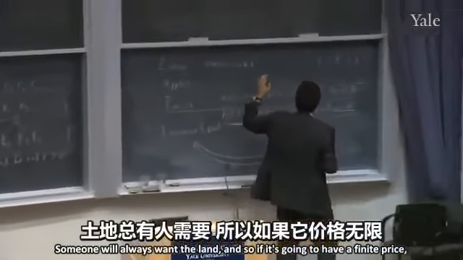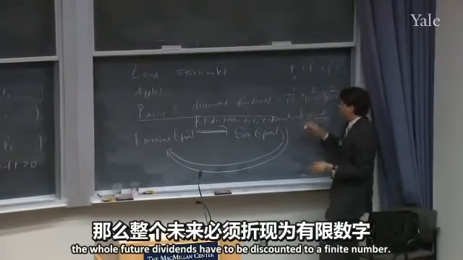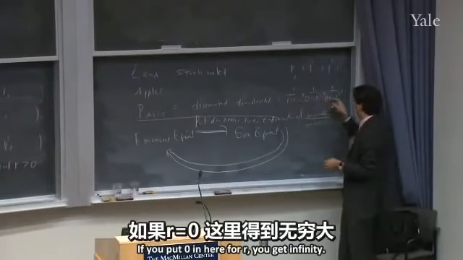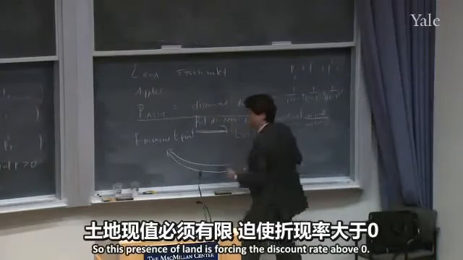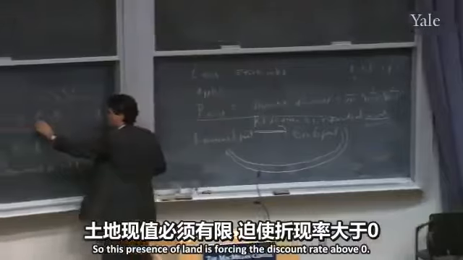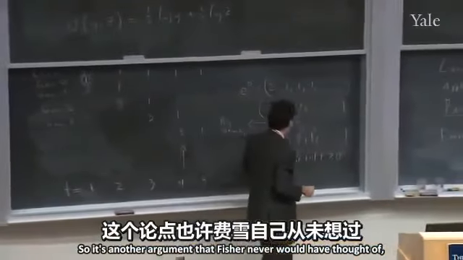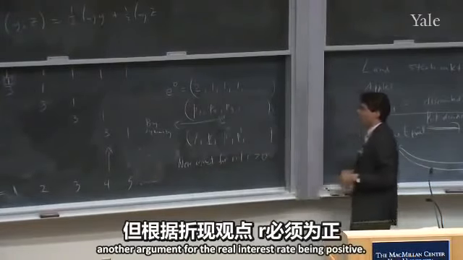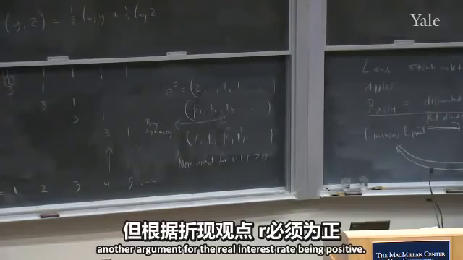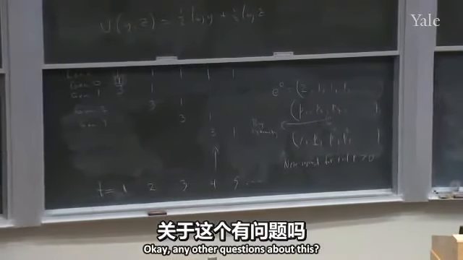And so if it's going to have a finite price, the whole future dividends have to be discounted to a finite number. If you put 0 in here for R, you get infinity. So this presence of land is forcing the discount rate above 0. Okay, so that's another argument that Fisher never would have thought of, because he never thought about infinities or anything like that. Another argument for the real interest rate being positive. Okay, any other questions about this?